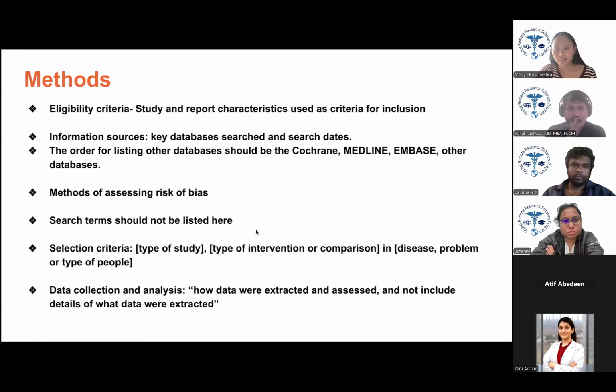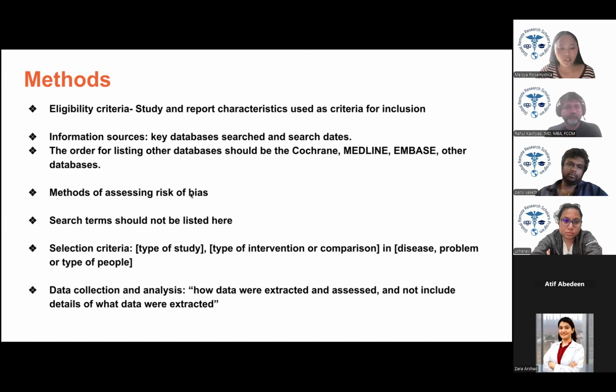Now for the method section. In a systematic review, especially when combined with meta-analysis, the method section in the whole manuscript is usually very long and very detailed, but in the abstract, it should be concise enough to describe the eligibility criteria. So what were your inclusion and exclusion criteria? What type of study did you include? What type of databases did you include, and the search dates? So you just list the databases you analyzed. For example, we analyzed PubMed, Cochrane, Medline, Embase, and so on for the past 10 years. That was the search dates.